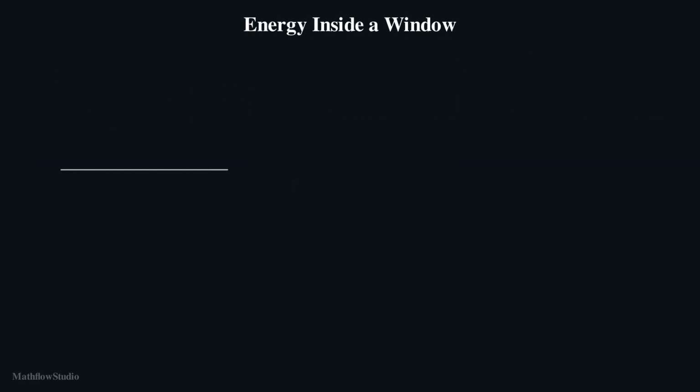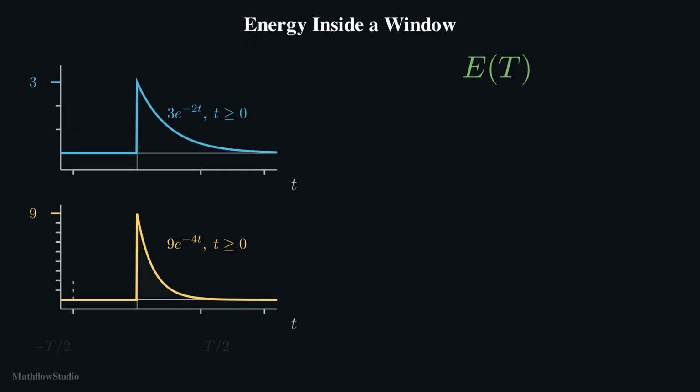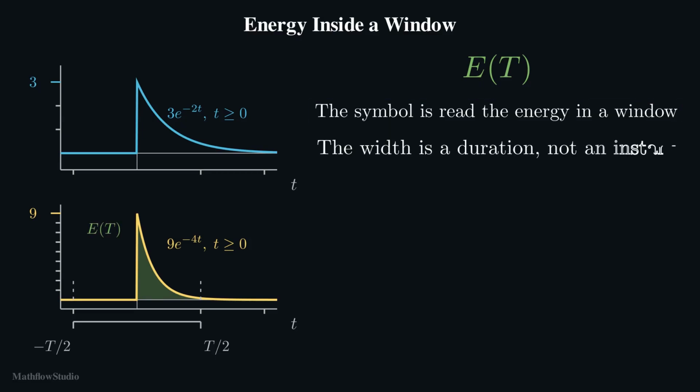A second signal starts at 3 and decays away, and it is 0 at every time before the origin. Squaring it at every instant gives a second curve, which starts at 9 and decays twice as fast. The next symbol collects that second curve over a stretch of time. The symbol is read the energy inside a window of a given width, centered on the origin. The width is a duration, and it is not a particular instant on the horizontal axis.